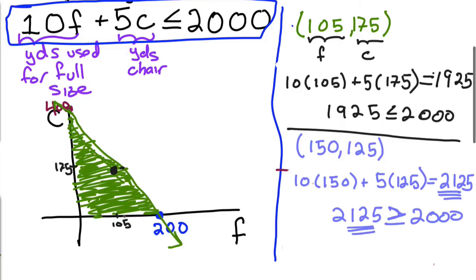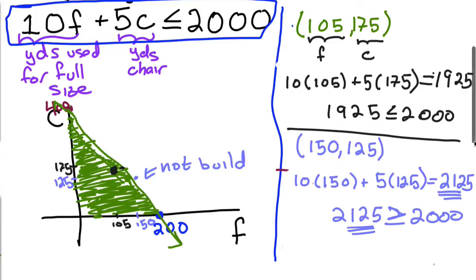So what does this look like on my graph? Well, that's outside of the shaded area. So it would be somewhere around here roughly, let's just say, at 150 for F and 125 for C. So here you cannot build this many, 150 full size and 125 chair size hammocks. So this is not possible. You would not be able to fill this order.